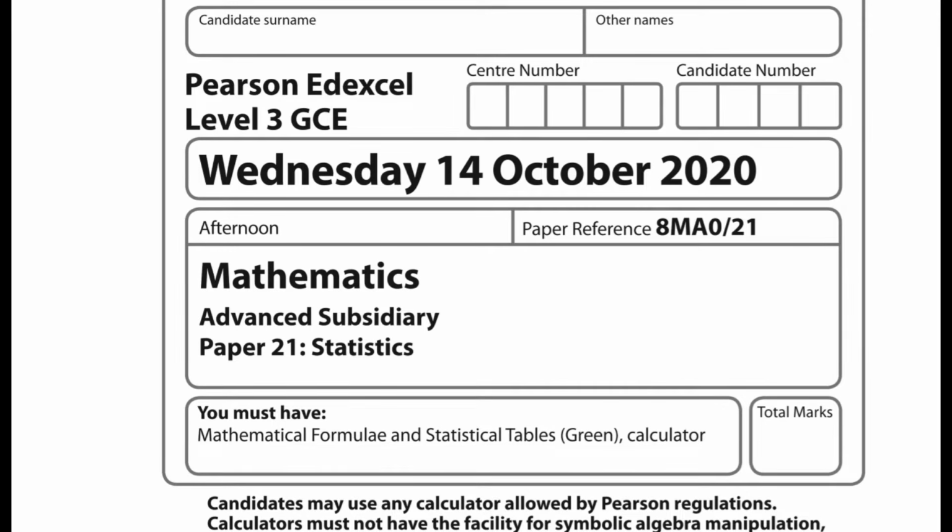Hi guys, this is the EdExcel A-Level Maths Paper 2 from the October 2020 papers, and it covers the statistics section.